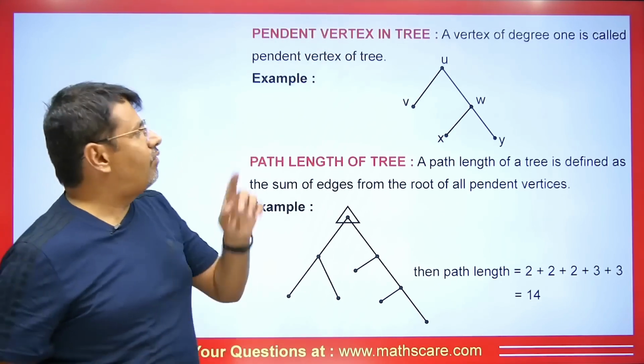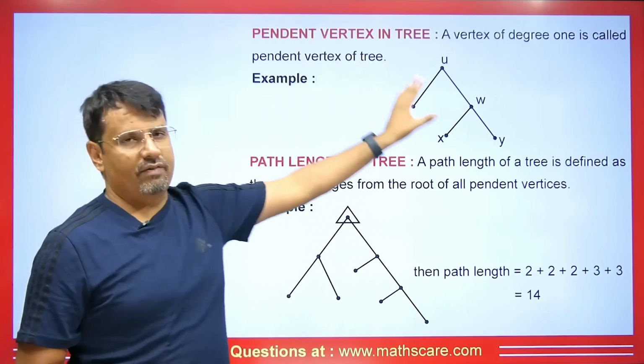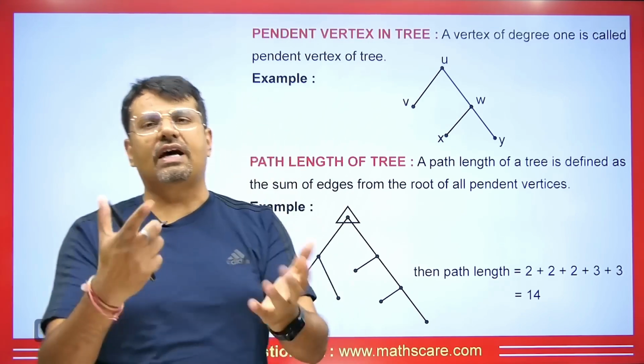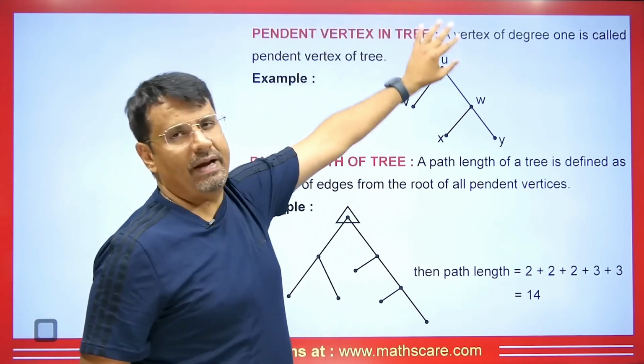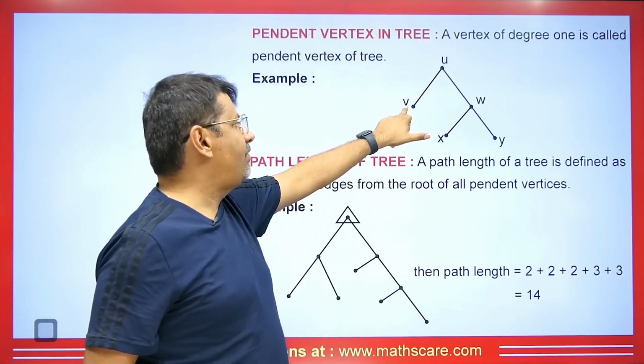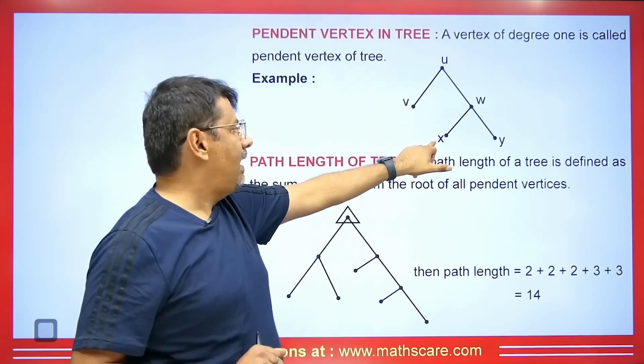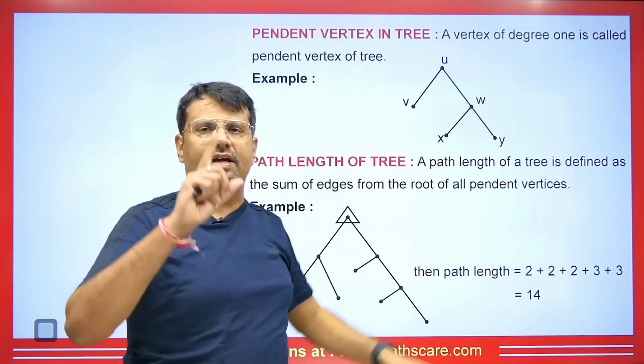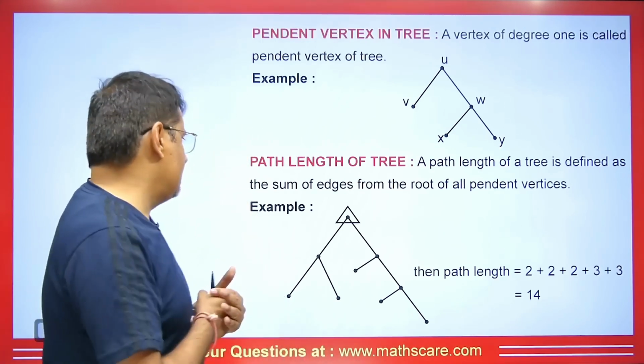What is a pendant vertex? A vertex of degree 1 is called a pendant vertex. We have a tree here. In the tree, among its vertices, those with a degree of 1 are called pendant vertices. For example, the vertex V is a pendant vertex, its degree is 1. The vertex X is a pendant vertex, its degree is 1. And the vertex Y is a pendant vertex, its degree is 1, right? We need to pay attention to this.